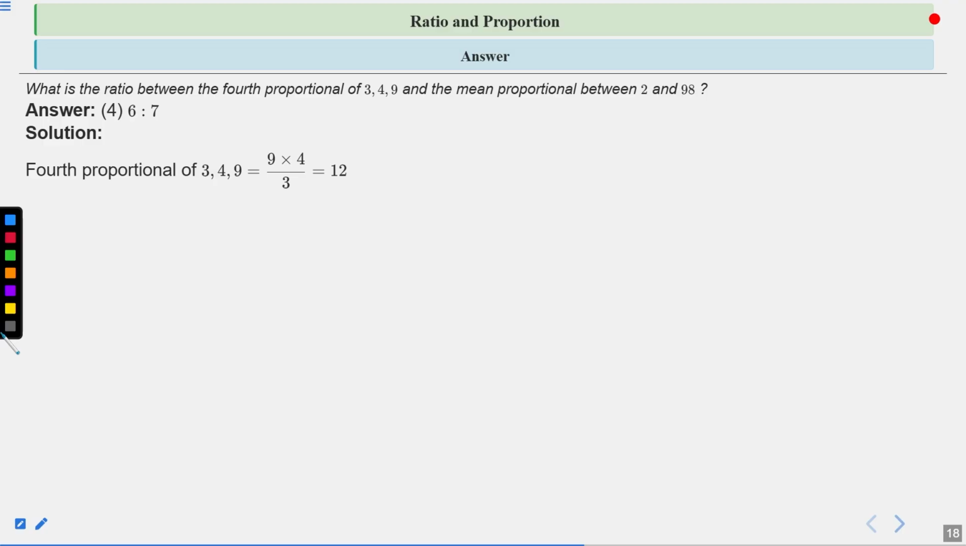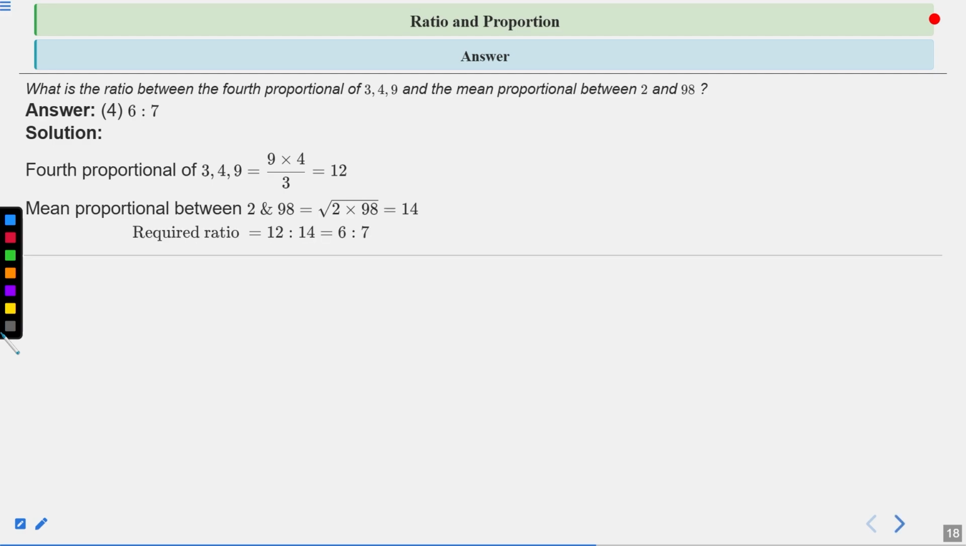So fourth proportional of 3, 4, 9 becomes 9 into 4 upon 3, which is equal to 12. So the mean proportional between 2 and 98 will become under root 2 into 98. What do we get? We get 14. So the required ratio will become 12 ratio 14. When we simplify it, what do we get? We get 6 ratio 7. So fourth one is the correct answer of this question. Next one.